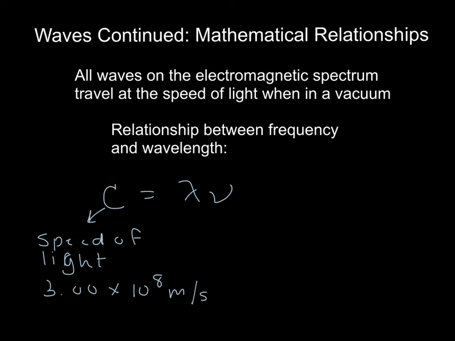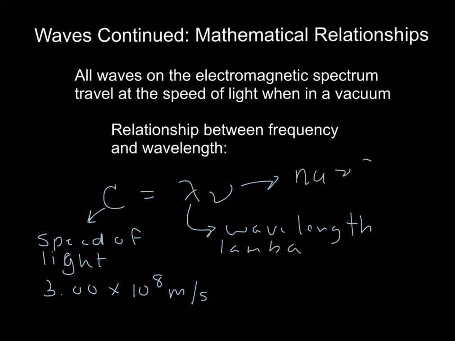And as you can recall from our lecture earlier, lambda is the wavelength of a wave, and nu is the frequency of a wave. So what scientists have figured out is that when you take the product of the wavelength and the frequency for a given wave, you always get the speed of light.